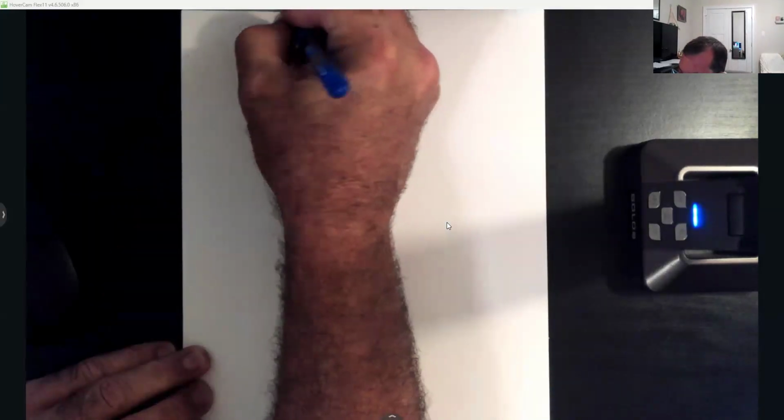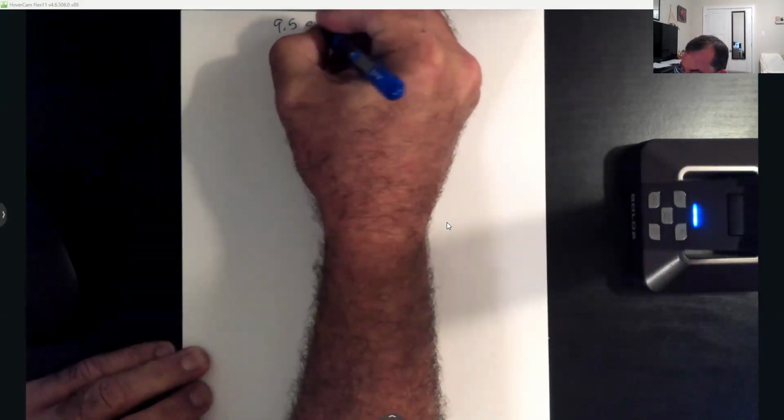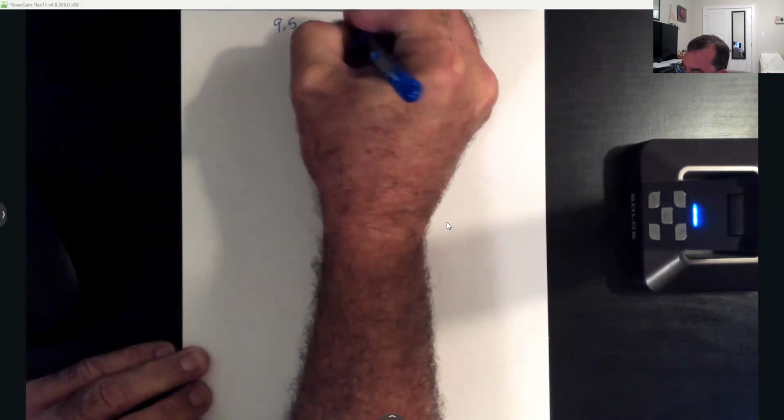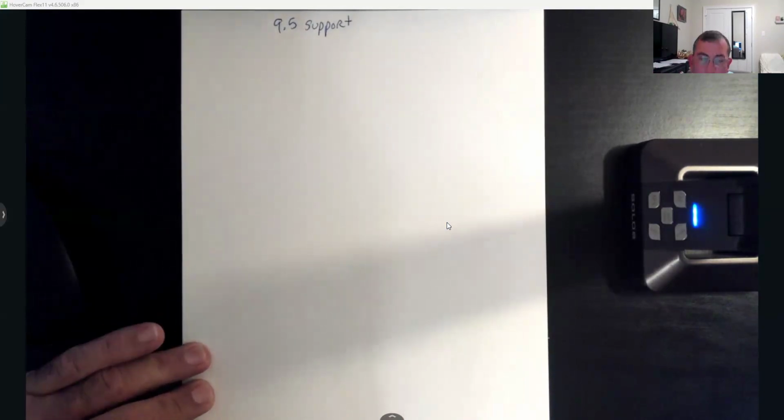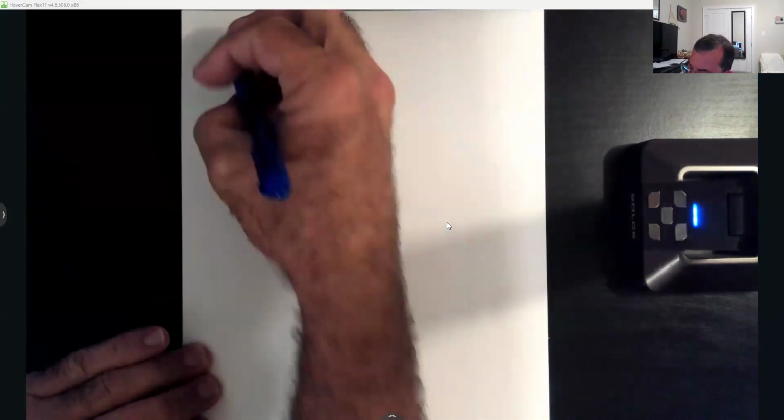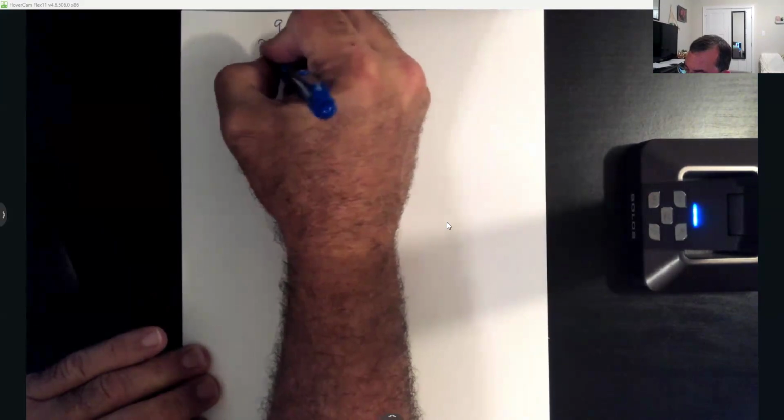So y'all, we'll start with 9.5 support. 9.5 support goes over the properties of exponents.